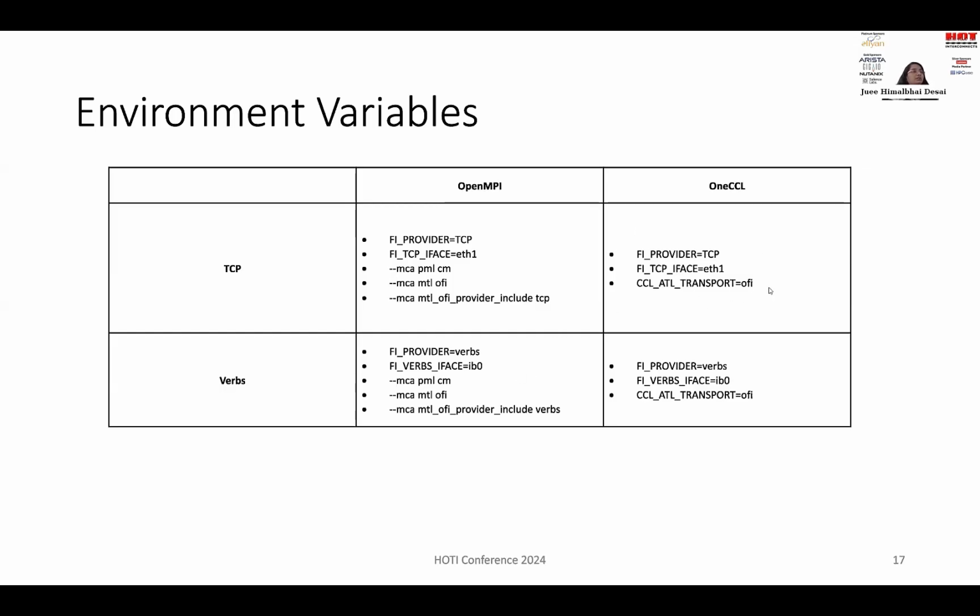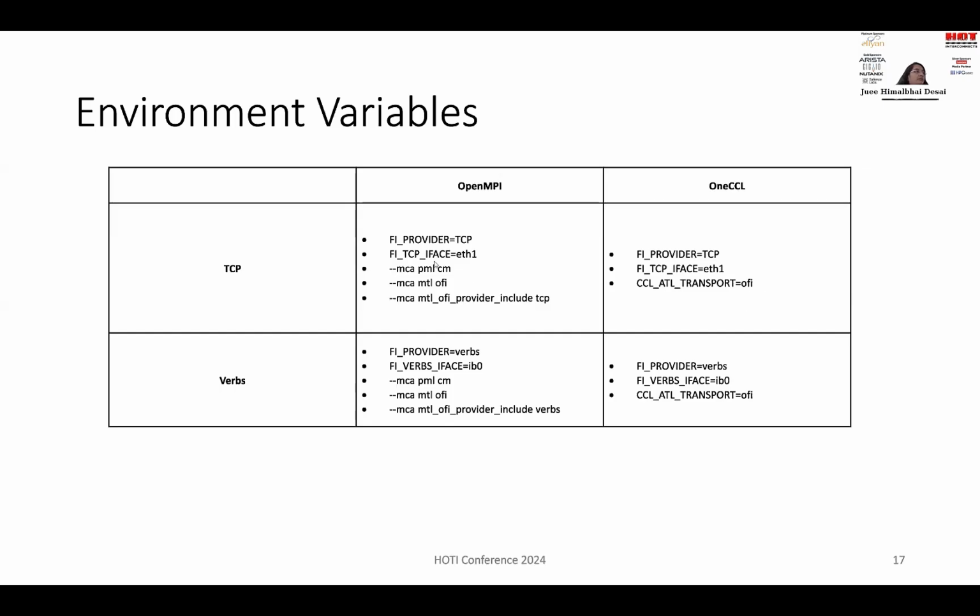Now let's go to the oneCCL part. For the oneCCL part, the FI provider remains the same. That is the important one. We have to set it to tcp for the TCP provider and verbs for the verbs provider. And similarly with the FI TCP interface and verbs interface. These can be set for any collective library. And for oneCCL specifically, we have the CCL_ATL_TRANSPORT set to ofi.